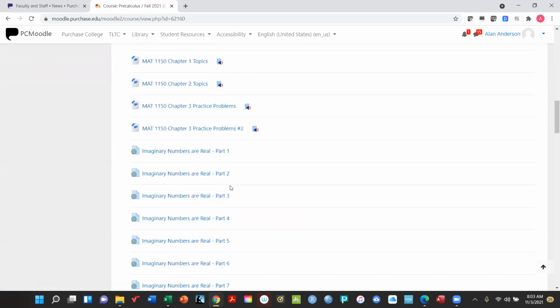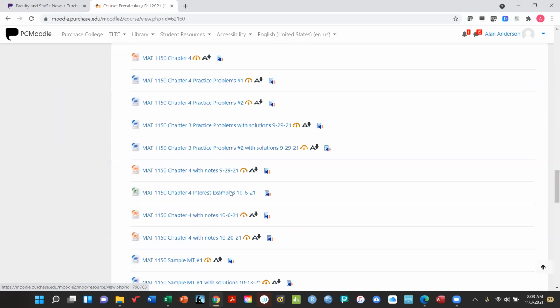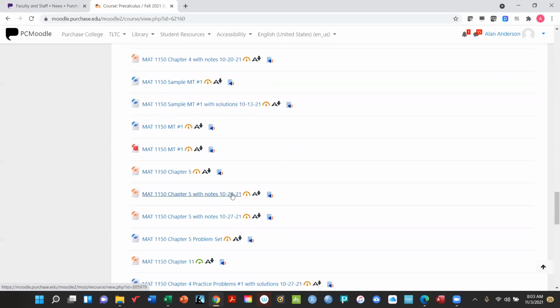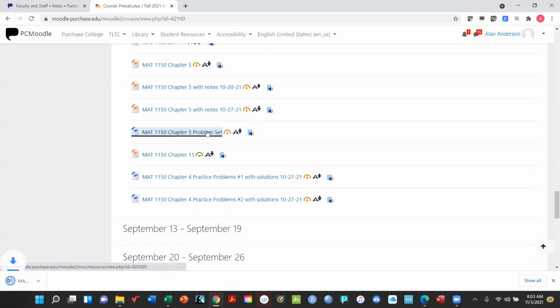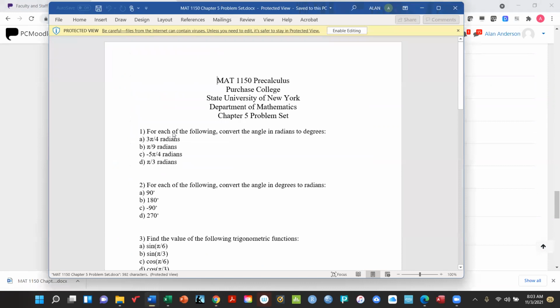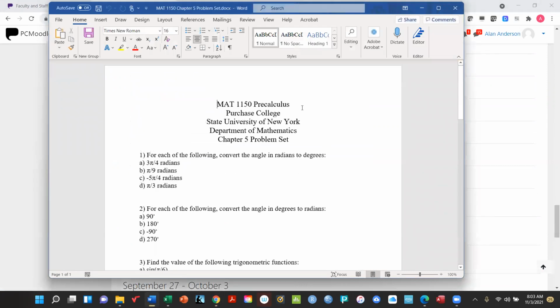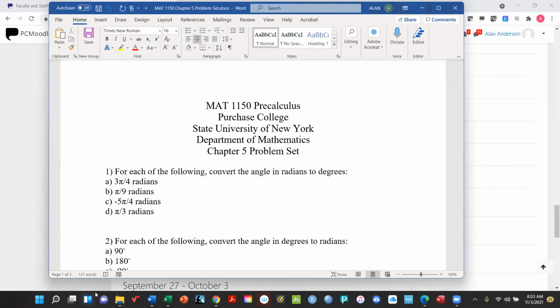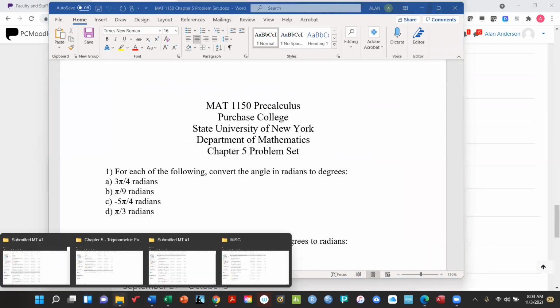All right, so the chapter 5 problem set, wow, this is a long list, isn't it? It's way down here somewhere. There it is. Okay, so this is all trigonometry. Now, with questions like these, what you might want to think about doing is having that unit circle open in front of you. And so let me go get that open.